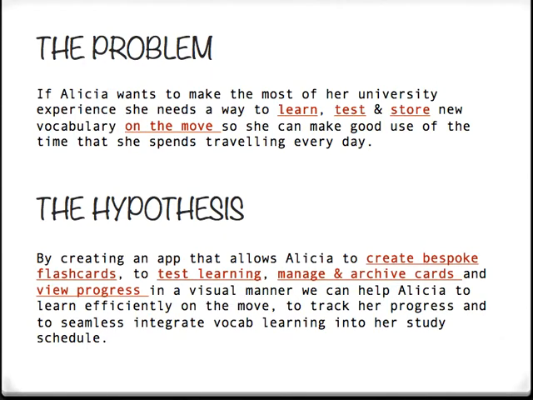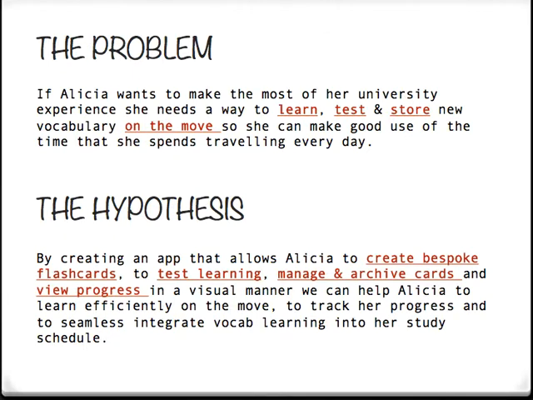So the problem: if Alicia wants to make the most of her university experience, she needs a way to learn, test, and store new vocabulary on the move, so she can make good use of the time she spends traveling every day. The hypothesis: by creating an app that allows Alicia to create bespoke flashcards to test learning, manage and archive cards, and view progress in a visual manner, we can help Alicia to learn efficiently on the move, to track her progress, and to seamlessly integrate vocab learning into her study schedule.